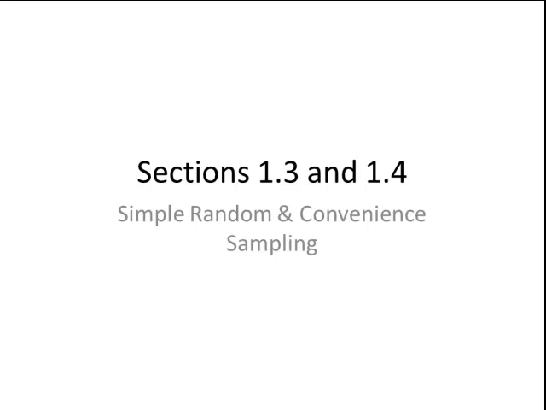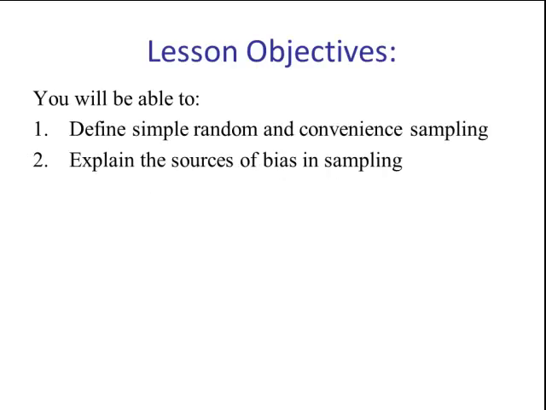Sections 1.3 and 1.4. Simple random and convenience sampling. Two lesson objectives. Define simple random and convenience sampling. Explain the sources of bias in sampling.